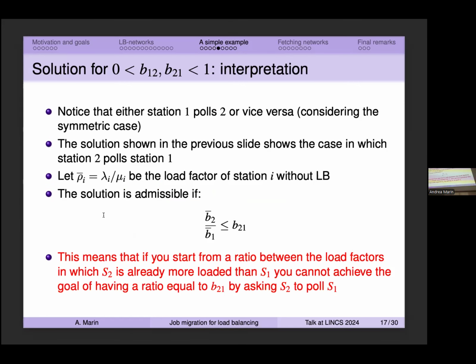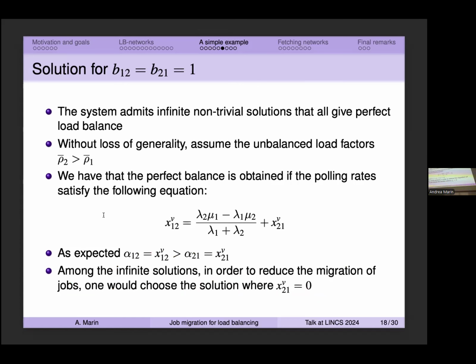The interpretation is exactly what I've just said, but the case that we like more is the case of B12 equal to B21 equal to 1, so they must be equal. It means that we want the two stations after balancing to have the same load factor. And what you get is that the solution is this one. As you may see, this describes an infinite set of solutions. What does it say? It basically says that it's convenient to set this rate equal to 0, because you want to minimize the migration of jobs for load balancing, and the station with the lower load factor will poll the other one with a timer that is given by this expression.